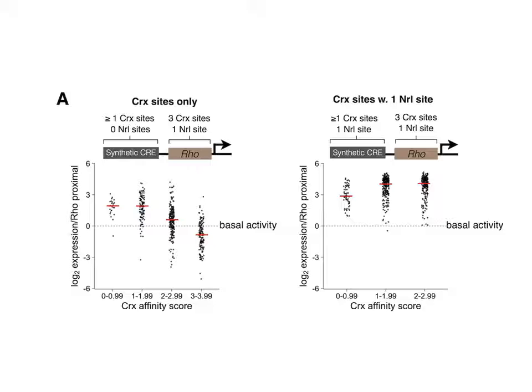Specifically, our analysis suggested that sequences with a high total affinity for CRX, that is, with more binding sites or higher affinity binding sites, would drive transcriptional repression, while sequences with a moderate affinity for CRX would drive activation instead.